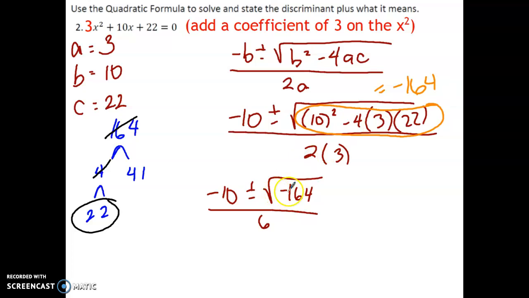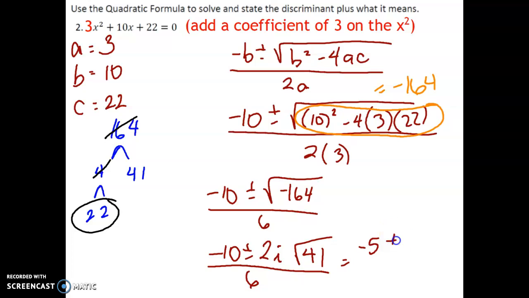Remember that we have a negative 164 right here. So what should go outside of my square root? Outside, I'm going to have the 2 that I circled, but also an i because 164 is negative, and left on the inside will be 41. Okay, now look at all the numbers on the outside, 10, 2, and 6. Is there a common factor of 10, 2, and 6 that I can divide away? Yes, I can divide everything by 2. So I'm going to have negative 5 plus or minus i square root of 41 over 3.